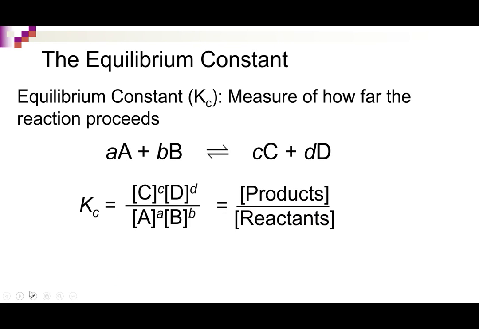So we're going to take the concentration of our products, so the concentration of C times the concentration of D, and we're going to raise it to the power of the coefficient. So if this was a 2, C would be squared. If this was a 3, D would be cubed, okay? So concentration of products over concentration of reactants, and we're going to do the same thing. So concentration of A times concentration of B, and then whatever the coefficients are, we're going to raise it to that power.